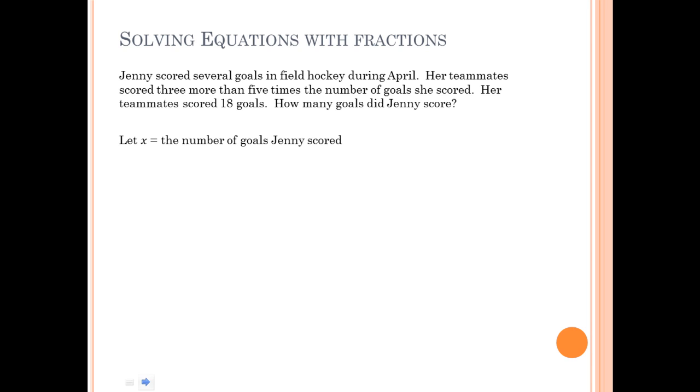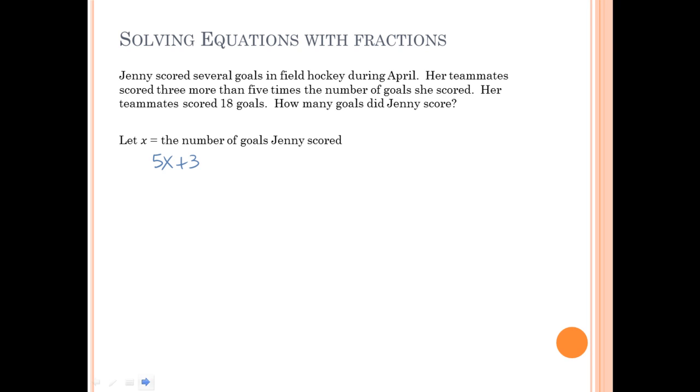To solve this, we can let x equal the number of goals Jenny scored. Then looking at the second sentence, her teammates scored 3 more than 5 times the number of goals she scored. Translating this into an expression, 3 more than means we are adding 3. And this is 3 more than 5 times the number of goals Jenny scored, which is 5x. So the expression 5x plus 3 is the number of goals her teammates scored.